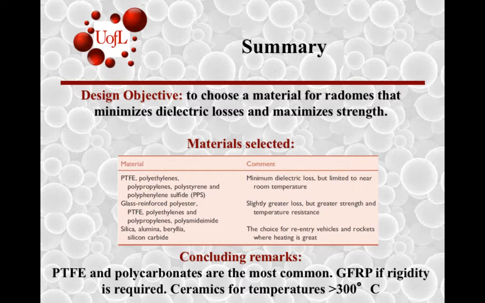But what they usually use if anything's going to and from space is silica and alumina, because those handle the greatest temperatures. So to conclude, PTFE and polycarbonates are usually the most common you see, glass reinforced polyester if you need more rigidity, and ceramics are the best for really high temperatures.